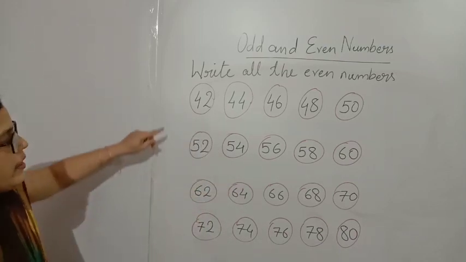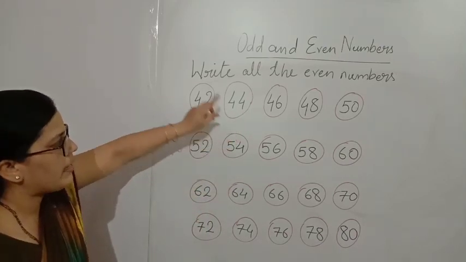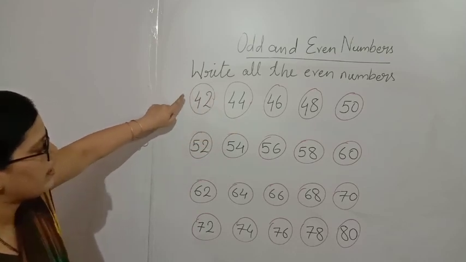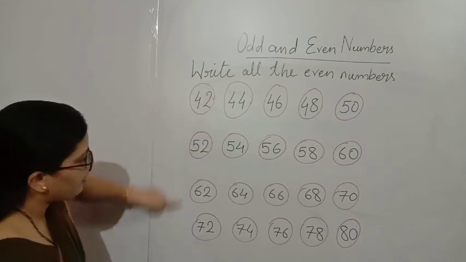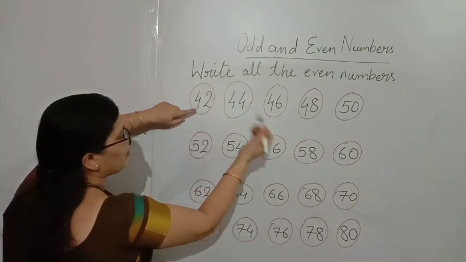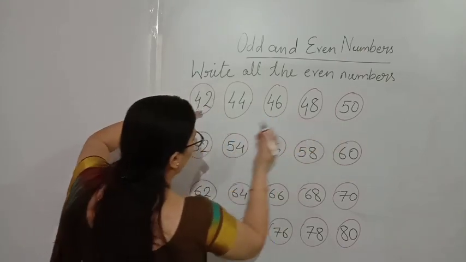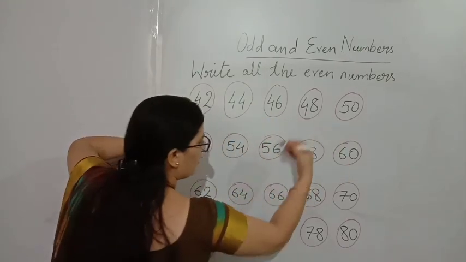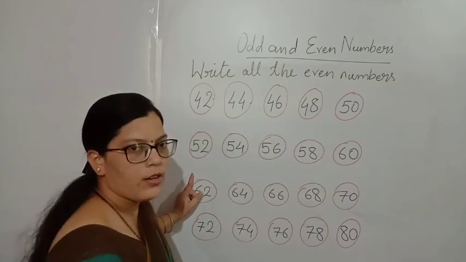Okay, so in this way you have to skip one number and write only even numbers. In every line, in every row, just see what the number is. If the number ends with 2, 4, 6, 8, 0, these numbers are even. Got it, all of you?